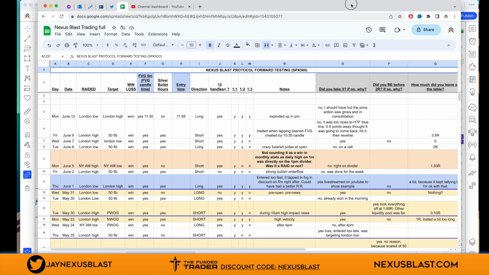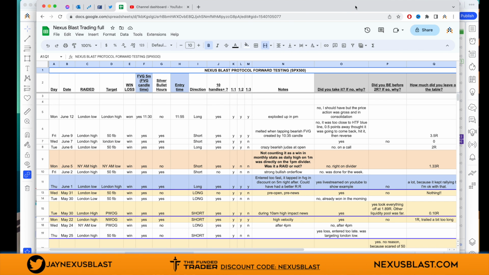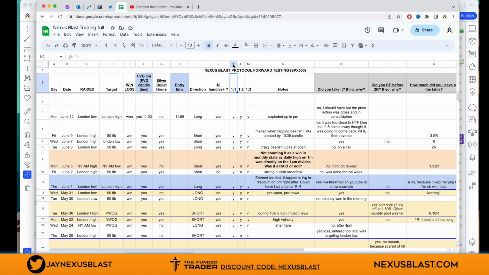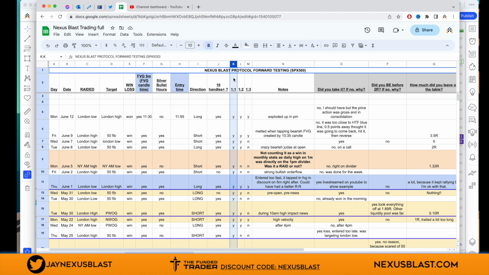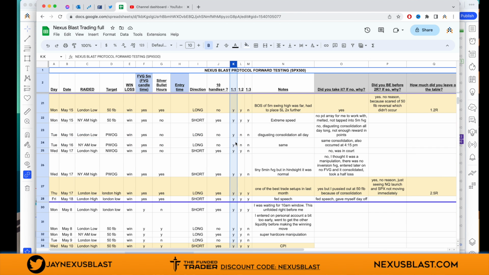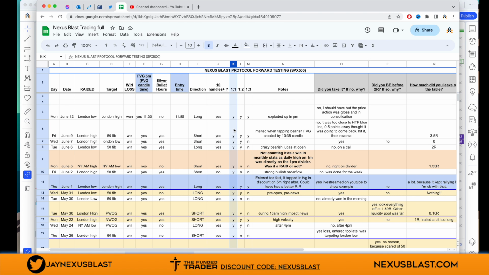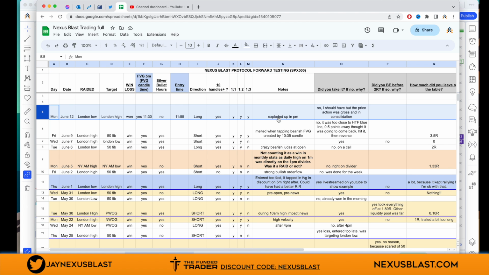In order for you to understand what a win is, a win for this protocol is a minimum 1-to-1 risk to reward win, which means that you've taken a partial or a full close at 1-to-1. So I do identify in this column here a win as being a minimum of 1-to-1. So if your stop loss is 7 points, a win would be considered 7 points in the opposite direction. This backtesting data is available on the website.